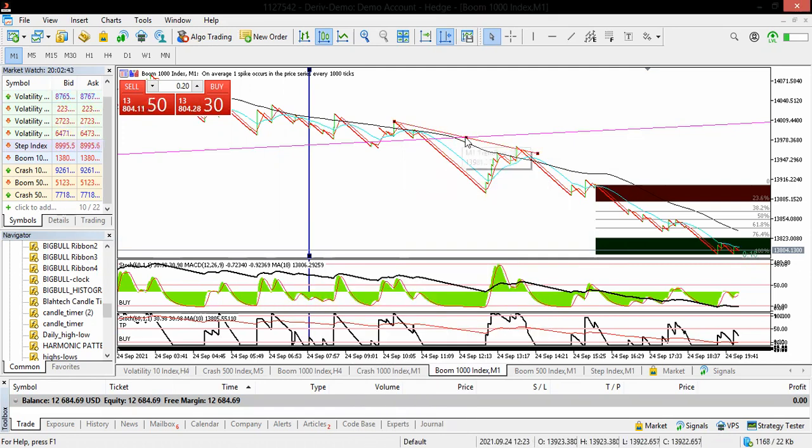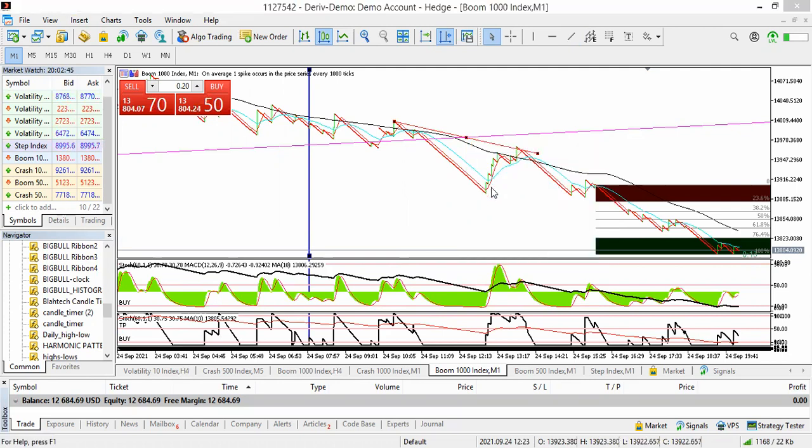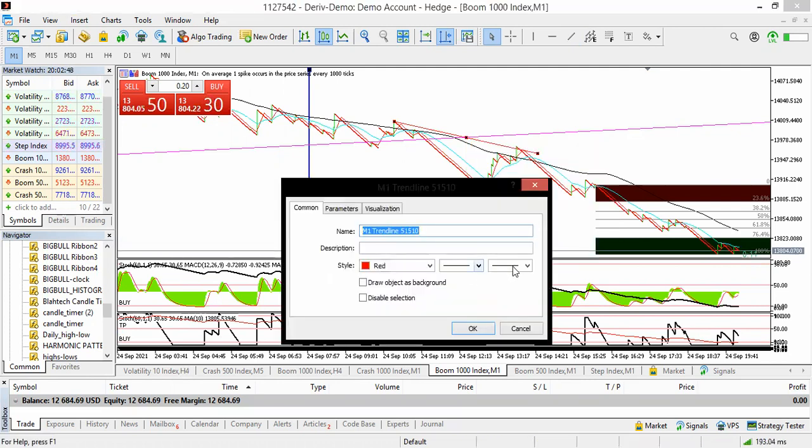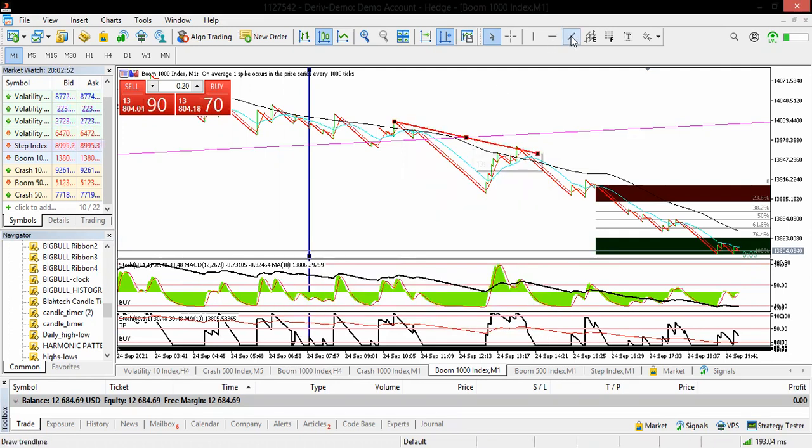Okay, this is divergence. It's not thick enough. Let me make it bolder. I just want something we can see. Okay, now look at it here. This same one that is pointing here, look at the head here.